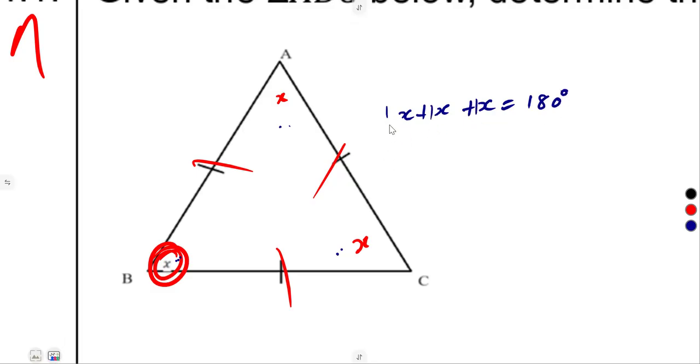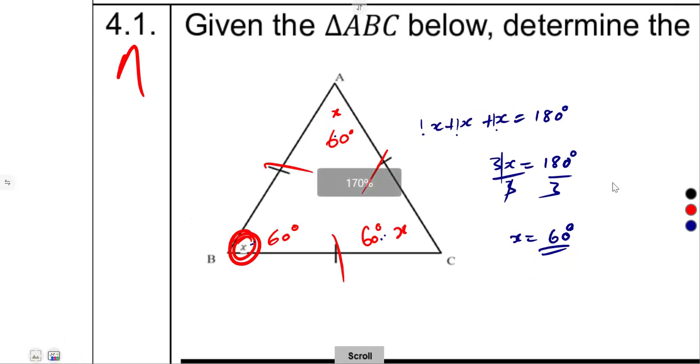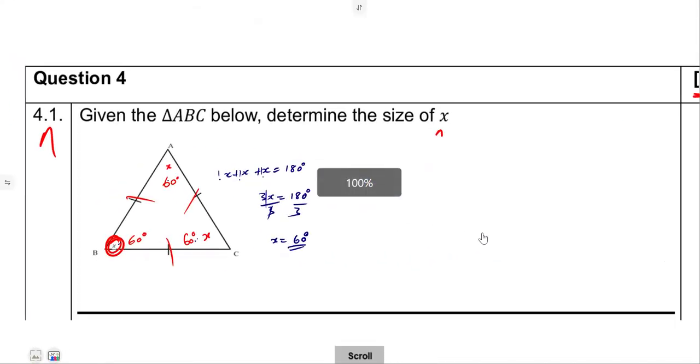We add 1 plus 1 plus 1, which is 3x. That's 180. Divide by 3 on both sides. So x is 180 divided by 3, which is what? 60 degrees. In an equilateral triangle, you do understand that these angles are equal. So you can form an equation, you solve your equation for x, and you know that it's done.